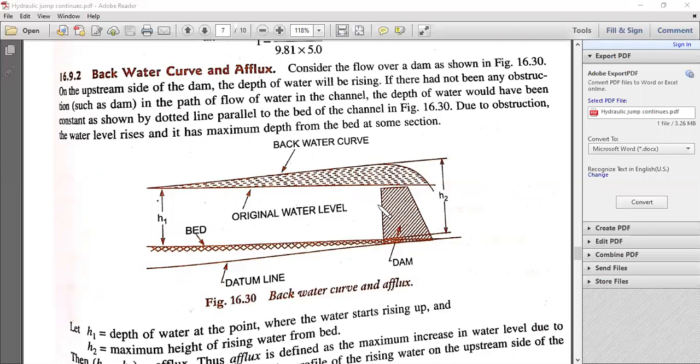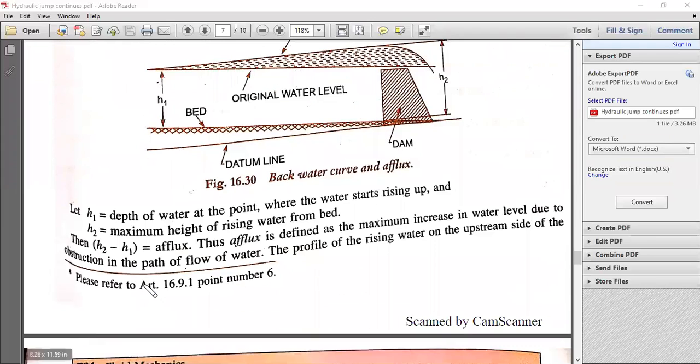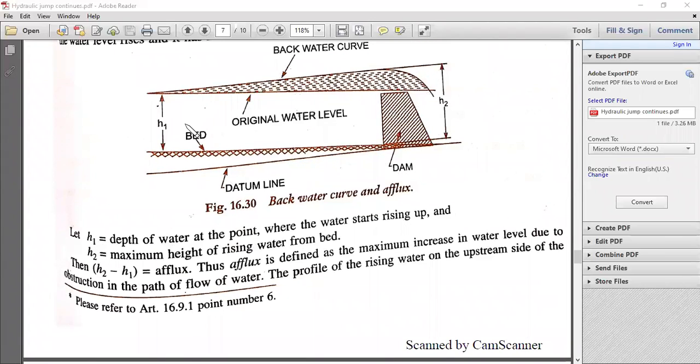It has the maximum depth from the bed at some section. So at some section, H1 will be the constant height. Here you can see H1, the depth of water at the point where the water starts rising, and H2 will be the maximum height of rising water from the bed. Then H2 minus H1 will be the difference in height. This difference is nothing but the afflux. Afflux is defined as the maximum increase in water level due to the obstruction.